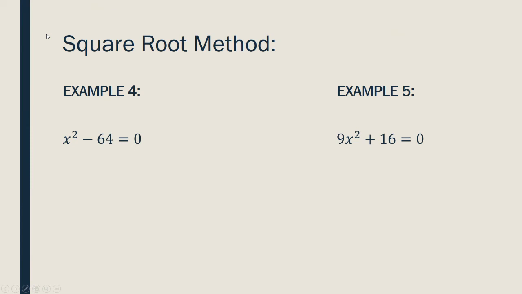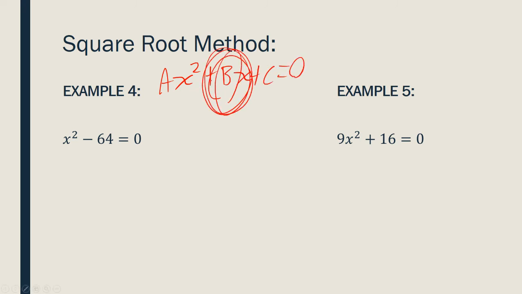The last method we're going to discuss is the square root method. Again, this is something that you've already learned. So when I have a quadratic equation like this, ax squared plus bx plus c equals 0, and the middle term is missing, so I just have ax squared plus c equals 0, I don't need to use the quadratic formula. I can just use what I know about square roots.